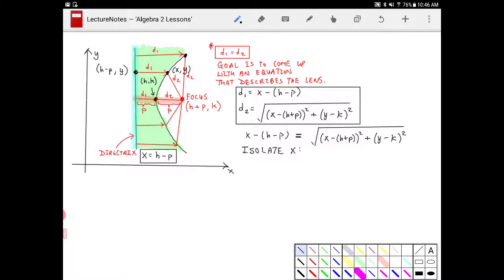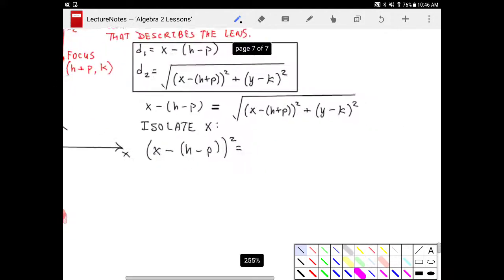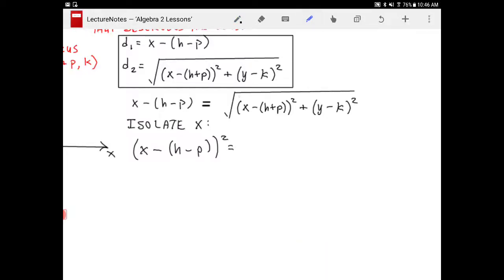When we isolate x, notice that there are x's on both sides of the equation. I want to get those x's out of the parentheses and out of the square roots. How are we going to do that? The first thing we're going to do is square both sides. If we do that, we'll end up with x minus h minus p, quantity squared, is equal to this stuff that's inside of the radical. Right now it doesn't look like it's any less simplified.